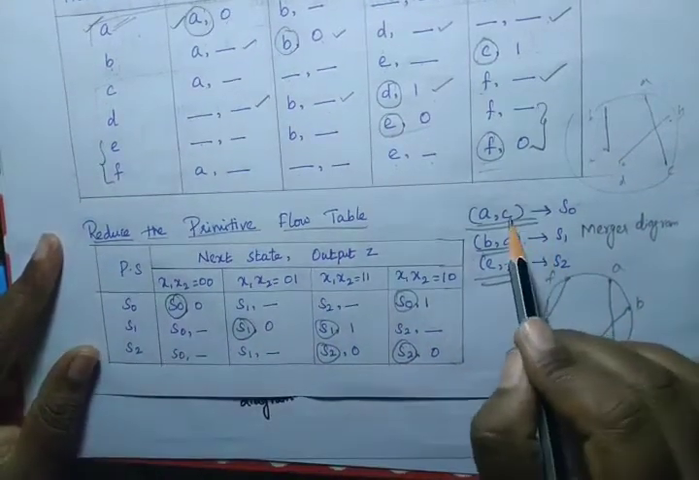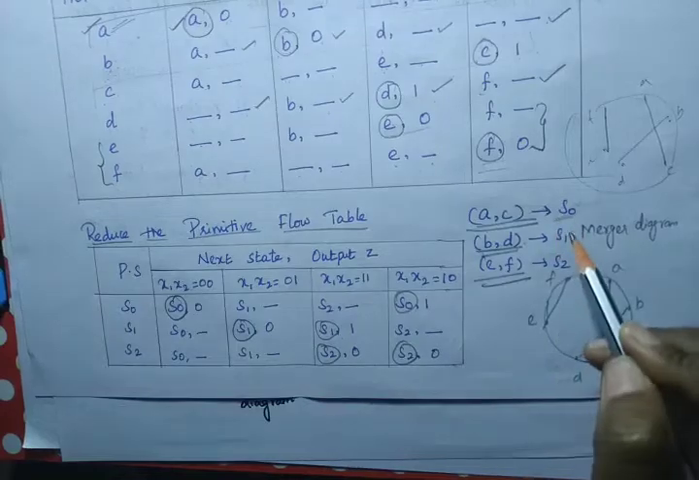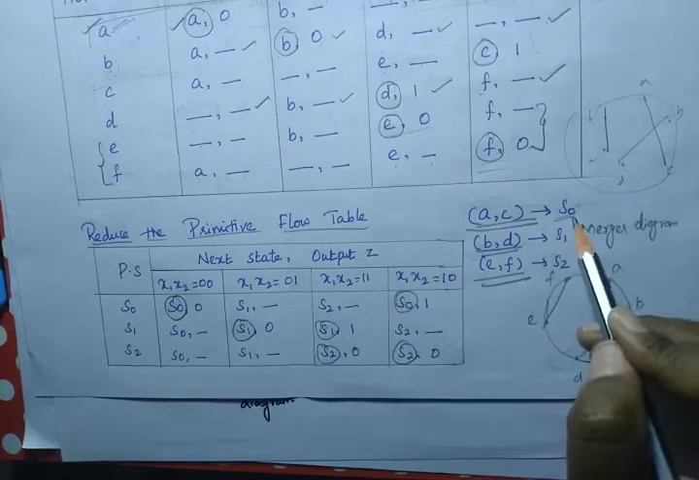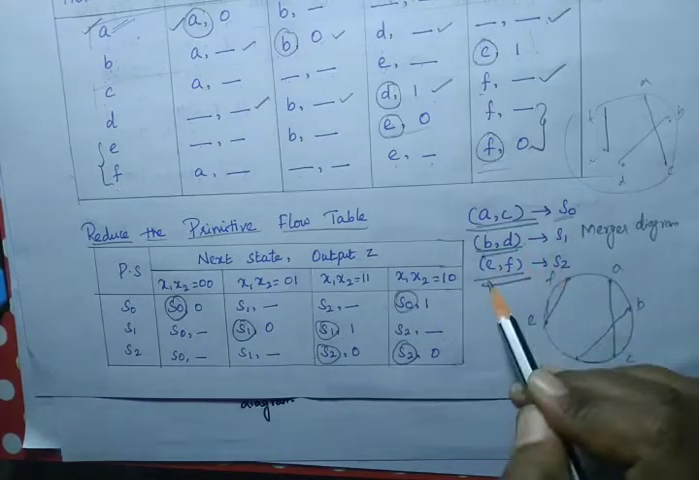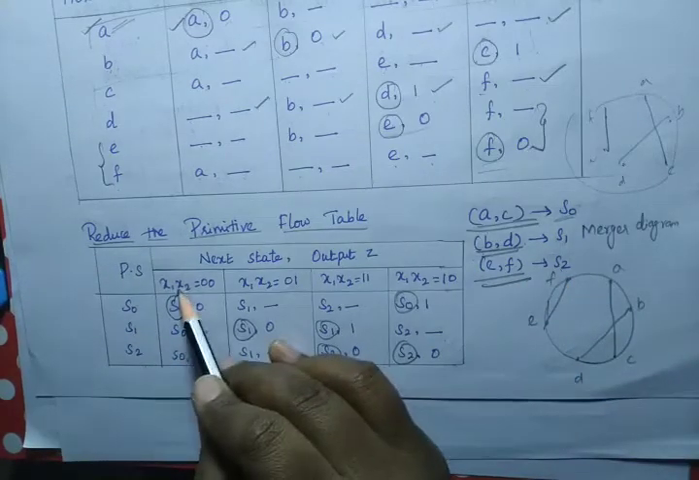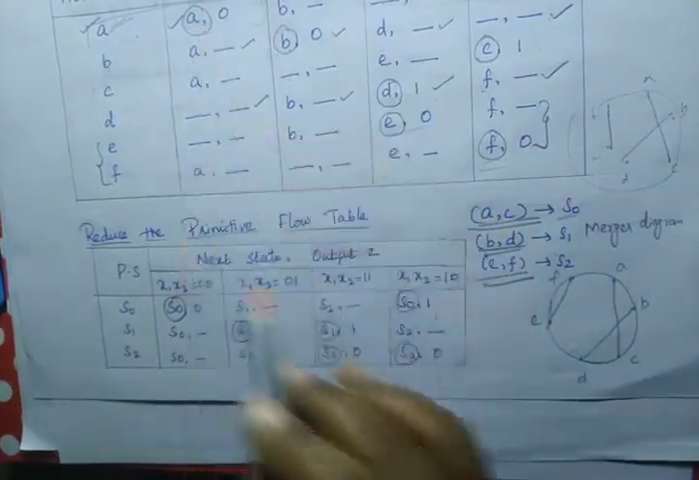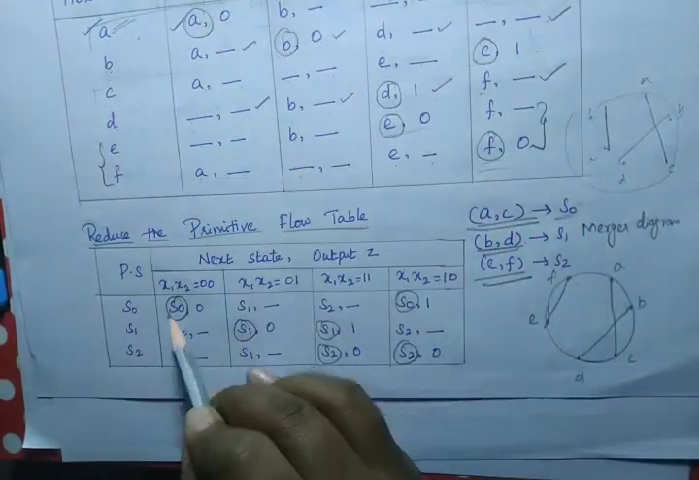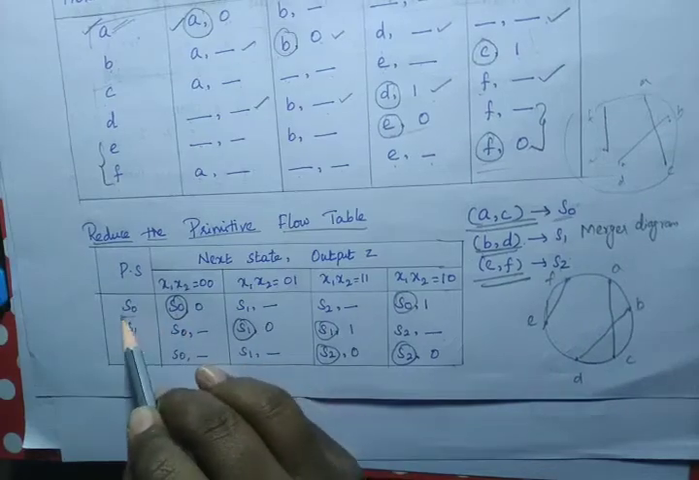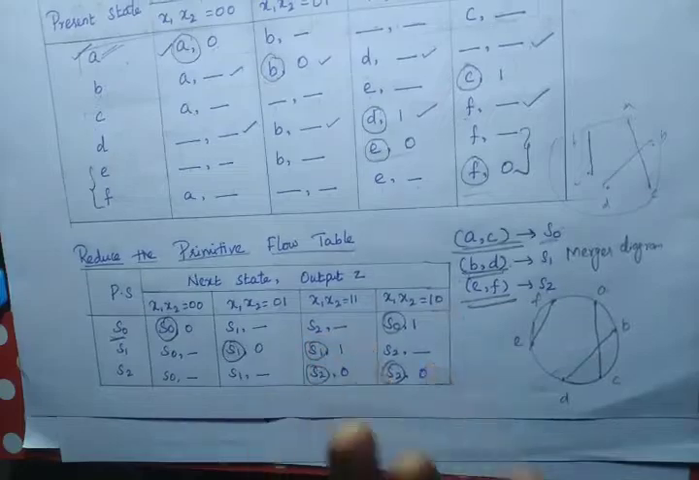Now we have to represent this by using states. That is, this A and C is said to be S0. B and D is said to be S1. E and F is said to be S2. So S0, S1, S2. Now check here these two. Here we have A, so A means that is S0. So we have to represent S0. If we get S0, S0, then we have to represent the output. If not, we should not mention the output.